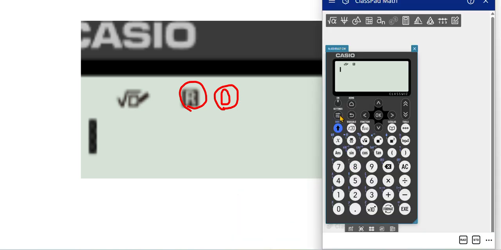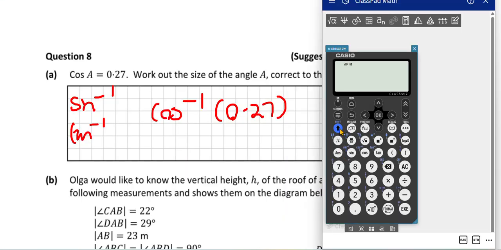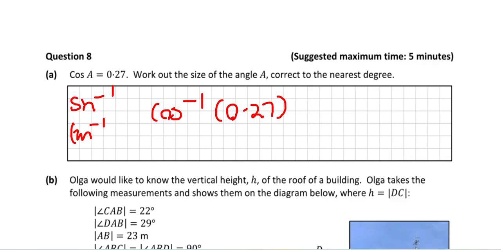Method number 1. Settings. Calc settings. Angle unit. Degrees, please. Done. Now it says D instead of R. Now I'm going to press Shift cos inverse 0.27. And that will tell me what angle they're looking for. What did everybody get? And to the nearest degree? 74 degrees. Yes. Next thing.